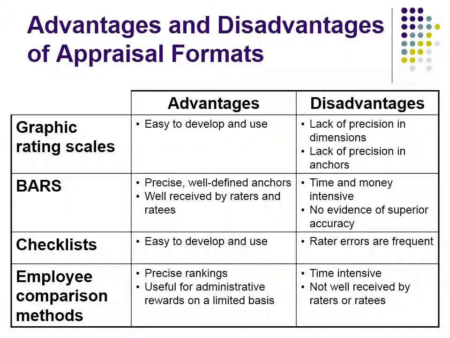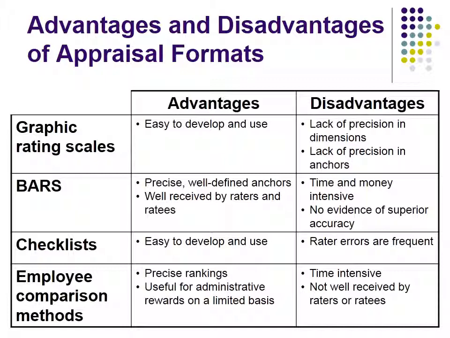Checklists are also easy to develop and use. However, rater errors are very frequent when we look at checklist systems. Though they're very easy to use, a lot of times what people use as kind of their rule of thumb when completing checklists is they basically go through their mind and decide who they think their best employee is anyway, and then give them all positives. It almost just provides a systematic way for them to do employee comparison methods.